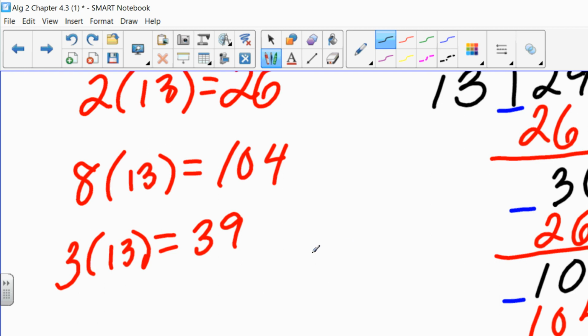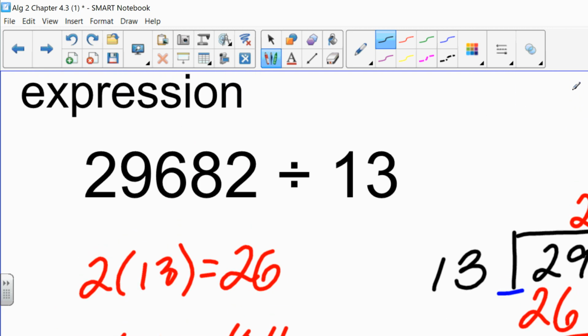Now at this point here, with numbers, we can put a decimal and continue doing this until it either becomes 0 or we find a pattern or we just get tired of doing this. But if we wanted to write it as a remainder, we would write what over what? 3 over 13. The remainder over what we're dividing by. And really what we're doing here is trying to eliminate one term at a time out of 29,682 to reduce it down to see how many times 13 will go into it.